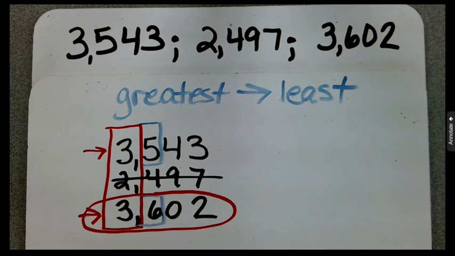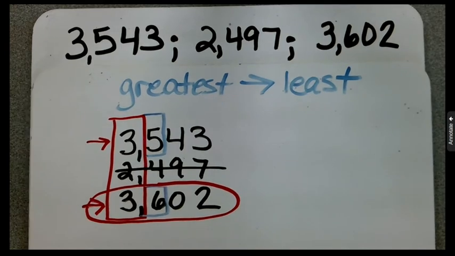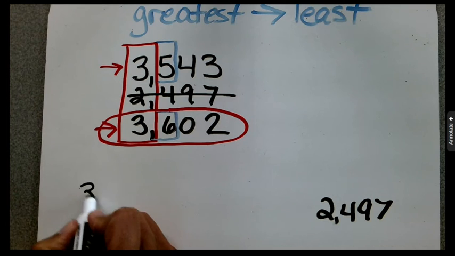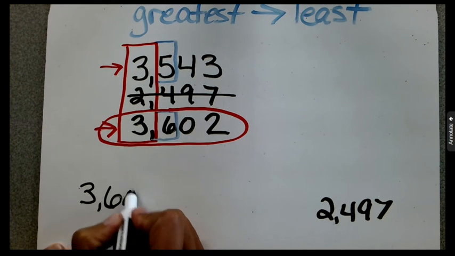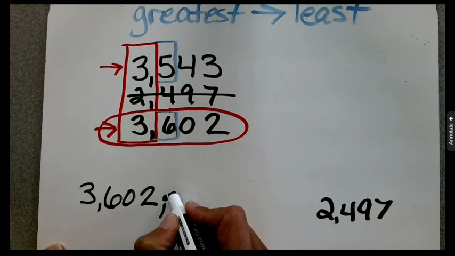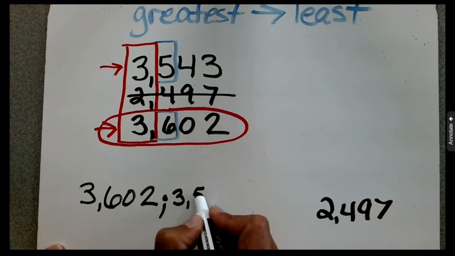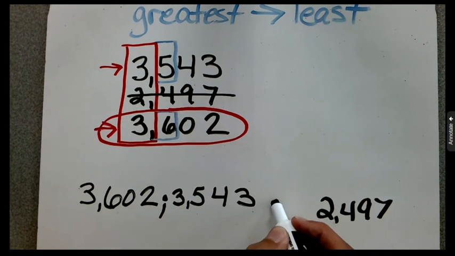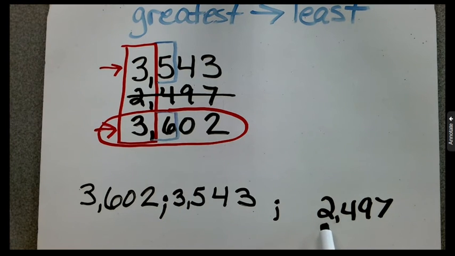So if we're putting them in order from greatest to least, our greatest is going to be 3,602. Our middle number is 3,543. And then our number that is the least, 2,497.